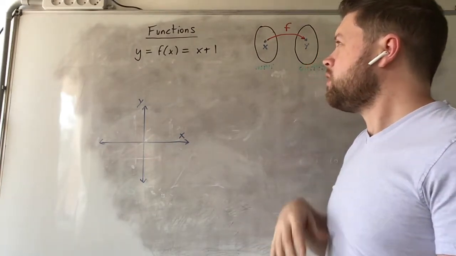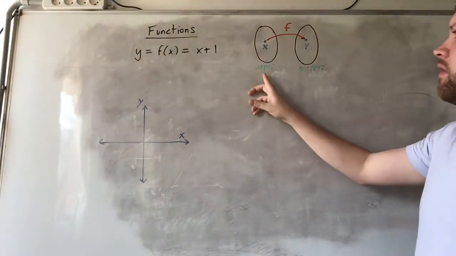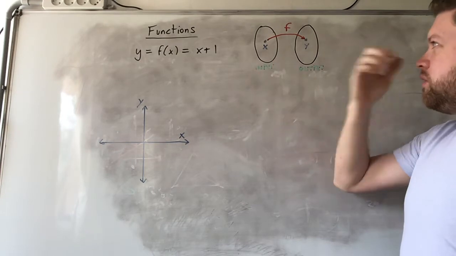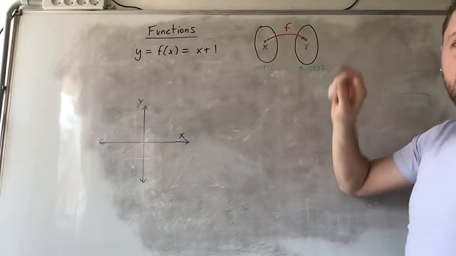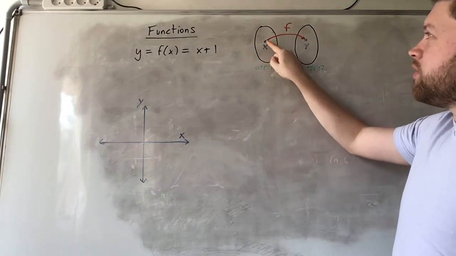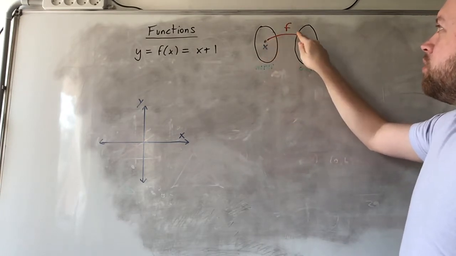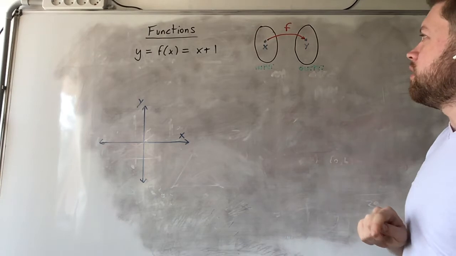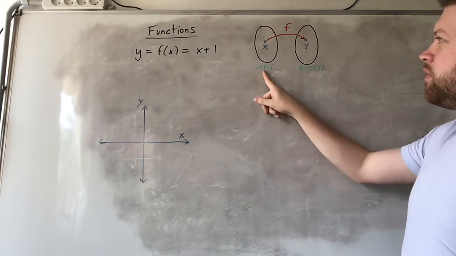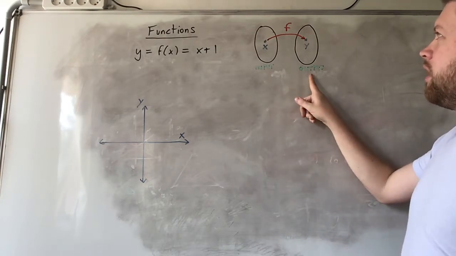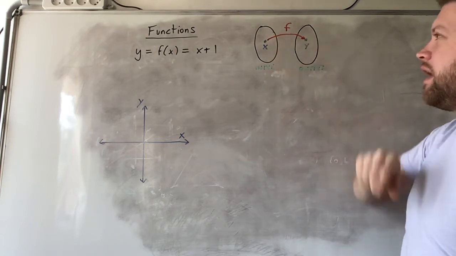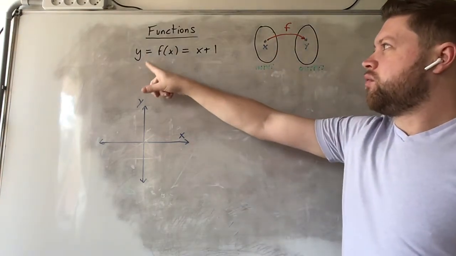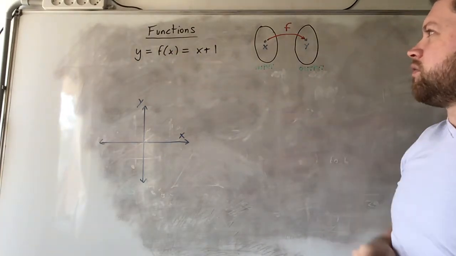Okay, so you can think about it like this. There's input values which are x, okay, and this function f takes that input value and maps it to a new value called y in the output. So the input is x and the output is y, and the function which does this mapping is called f. So it's written like this: y equals f of x equals x plus 1.